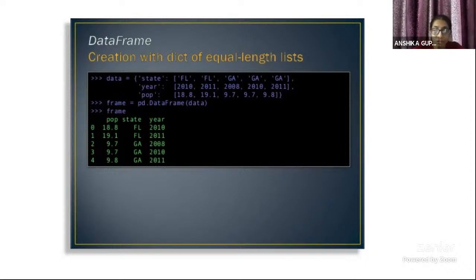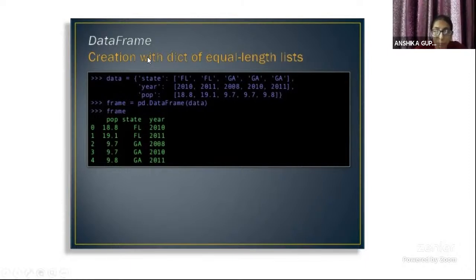Now, creating a data frame from equal-length lists. I need equal-length lists. Suppose I state that my state is FL, FL, GA, GA, GA, just a random part. The year is 2010, 2011, 12, and the pop values are 28, 10, 11. Now the data has been set up: the date and the pop.